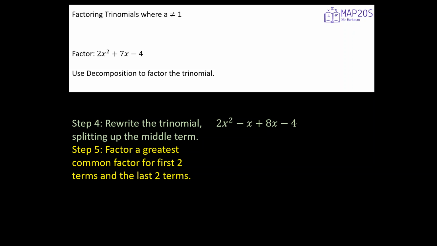Well, in this case here, we can't take out a number. We may be able to at some point, but in this case, we can't. But we can take out an x. And so we're going to take out an x, and it's left with 2x minus 1.